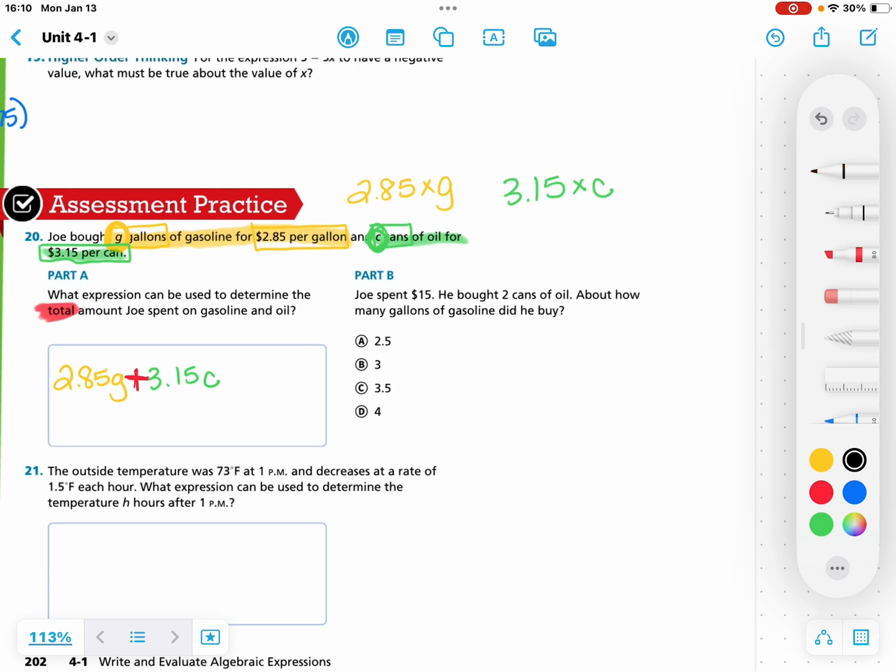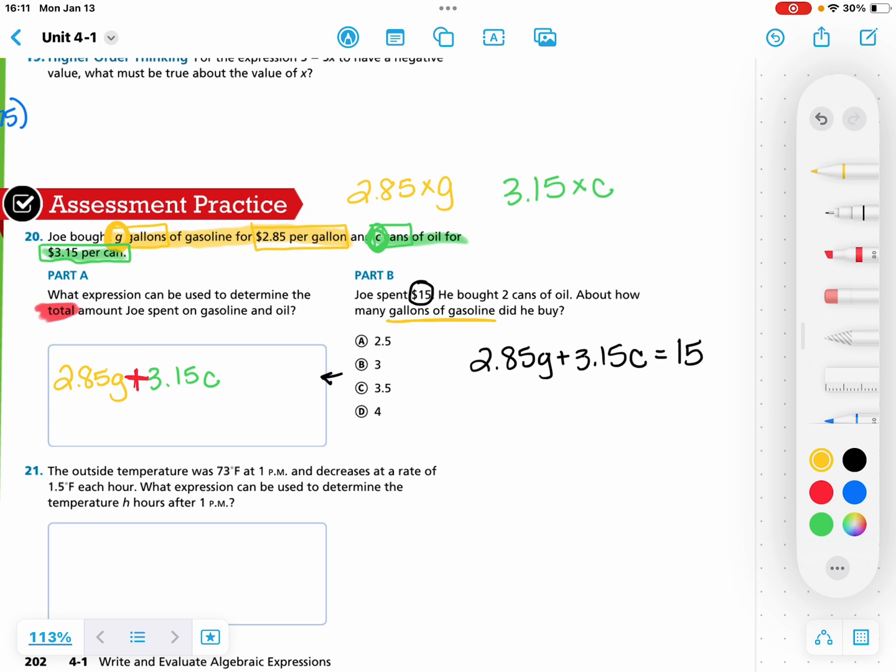For part B, we're told that Joe spent $15 total. He bought 2 cans of oil. About how many gallons of gasoline did he buy? So I'm going to start off by writing this expression that we found. 2.85 times gallons plus 3.15 times cans equals the total amount he spent, which is $15. I need to solve for G, which is gallons.